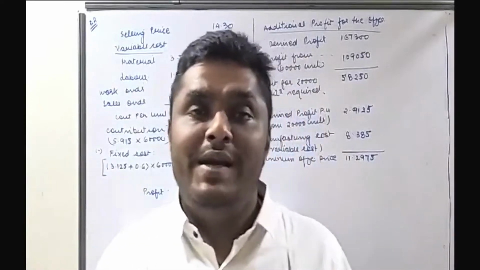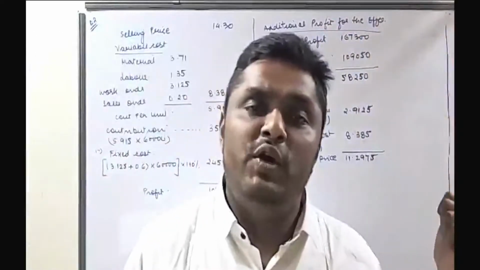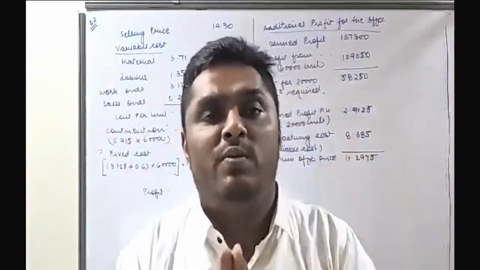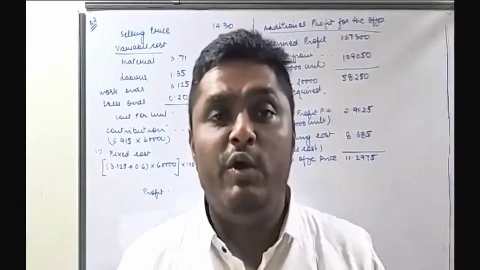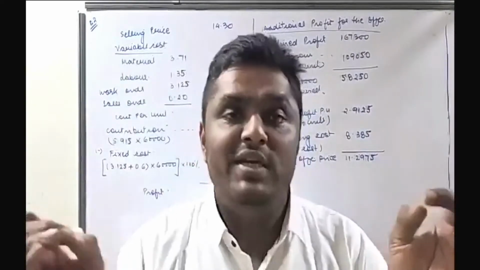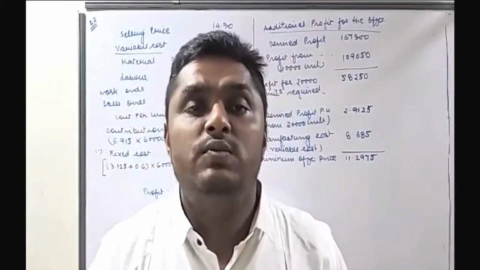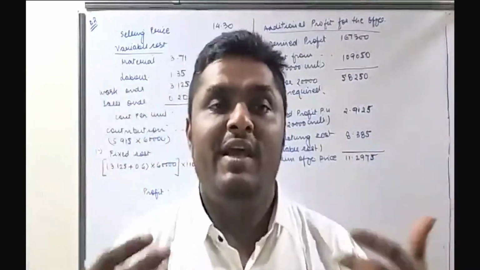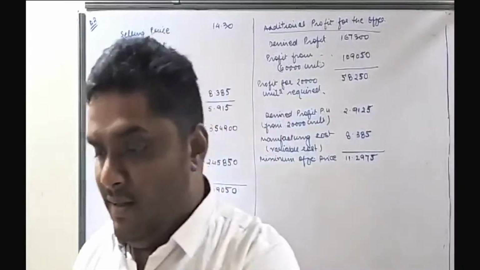So what we will do, we will negotiate with the buyer that okay, in the market we are selling at 14 rupees 30 paisa, I'll sell it to you for 12 rupees. I'll give you a discount of 2 rupees 30 paisa. But after further negotiation, we know very well that it should not go below 11.2975. This is the minimum price we have to quote. If it is more than 11.2975, it is good for the company.